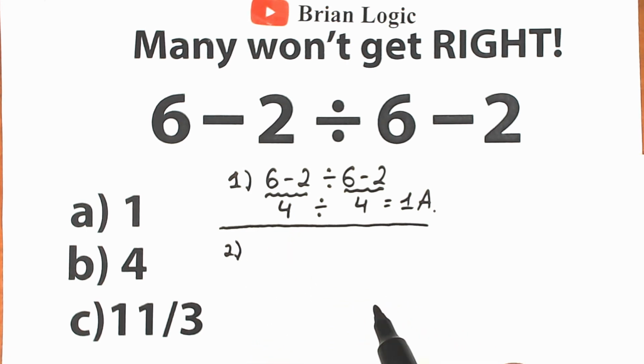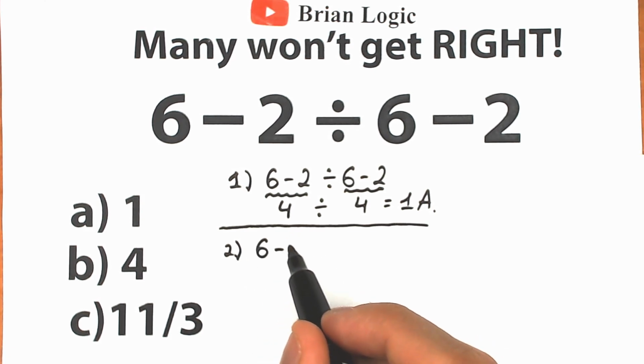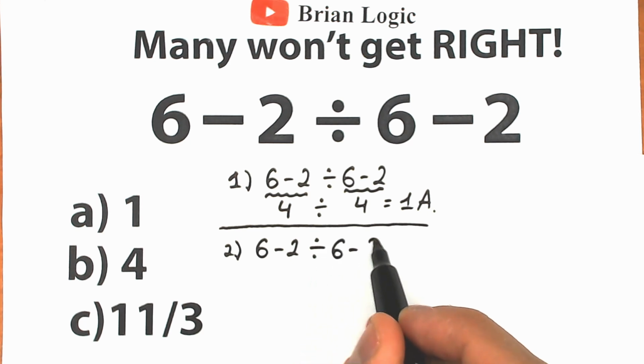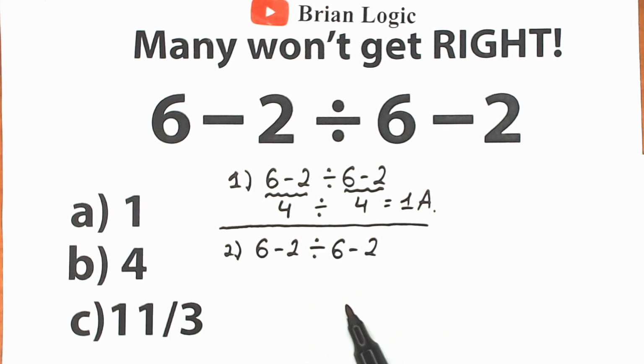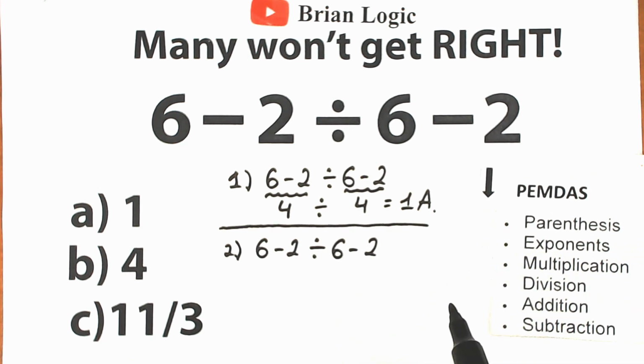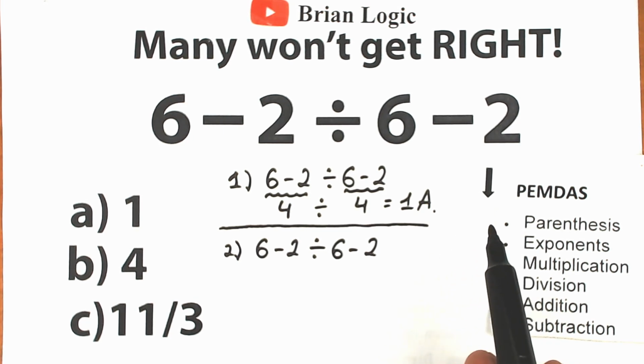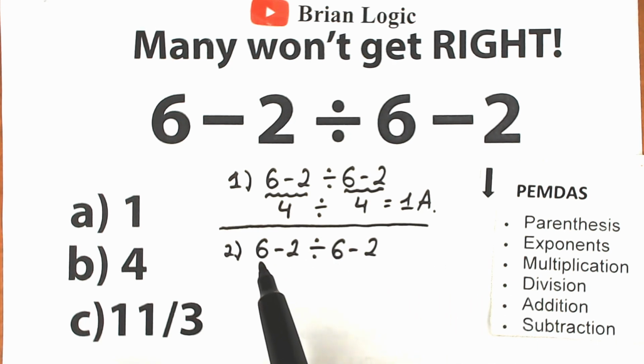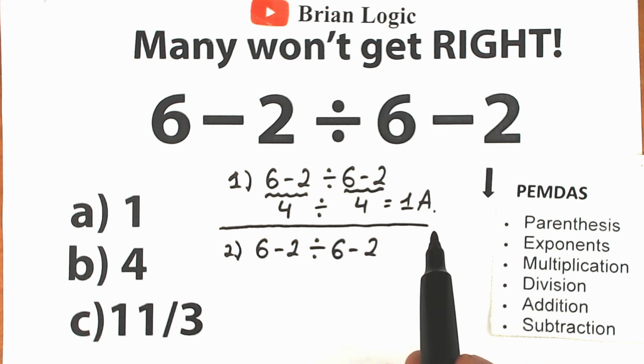So in this second interpretation, let's rewrite it at first. We have 6 minus 2 divided by 6 minus 2. Let's look at the PEMDAS order of operations, the most popular order of operations in the world, and solve this challenge according to it. PEMDAS works from the top to the bottom, so parentheses has the highest priority. If we have parentheses, we should start by simplifying the expression inside them, then we should evaluate exponents, then the multiplication and division group, and the last step is the addition and subtraction group, okay?